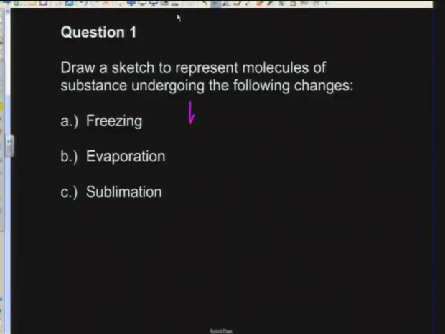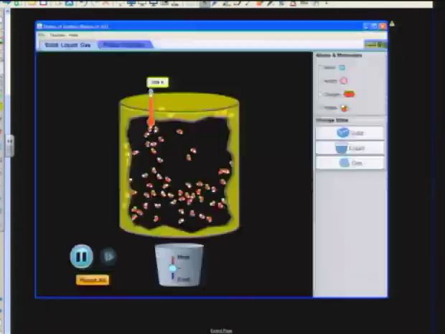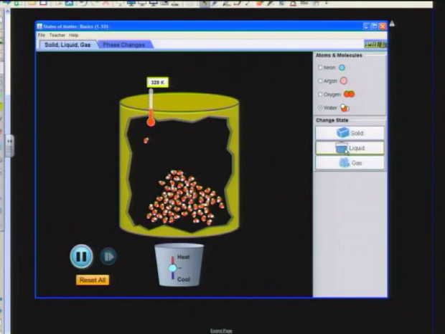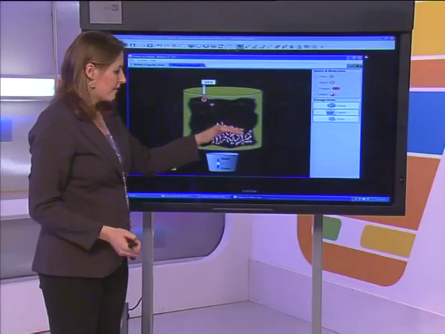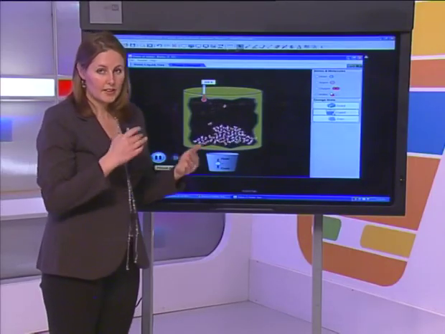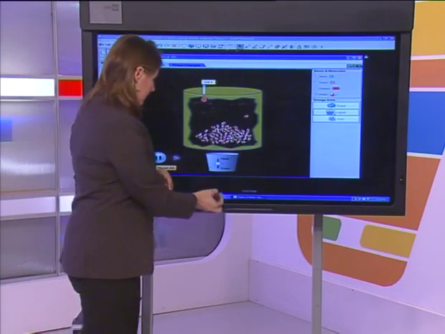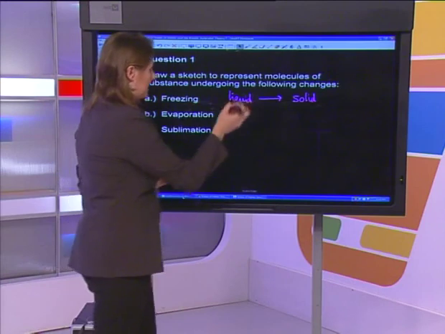So liquid changing to a solid. And for a liquid, I'm going to jump back to this animation. I'm going to put up what a liquid would look like. The particles are free to move over one another, but don't have complete freedom to fill the space of the container. So let's see what our sketch could look like.